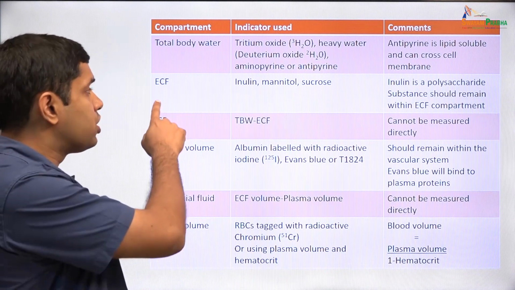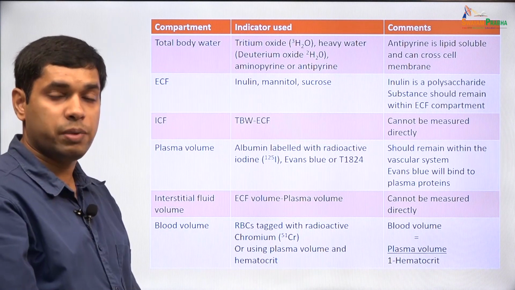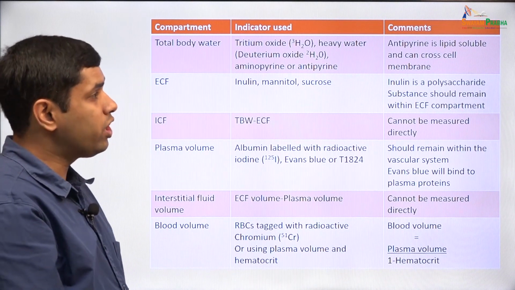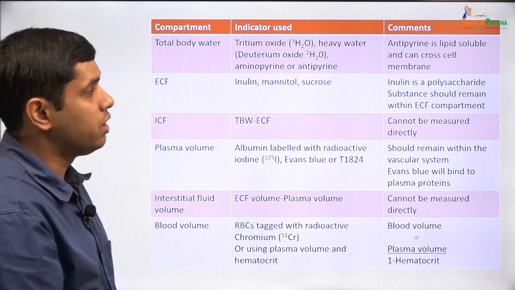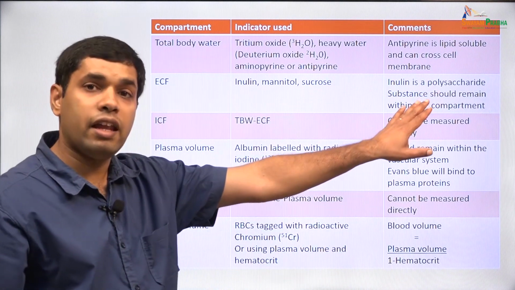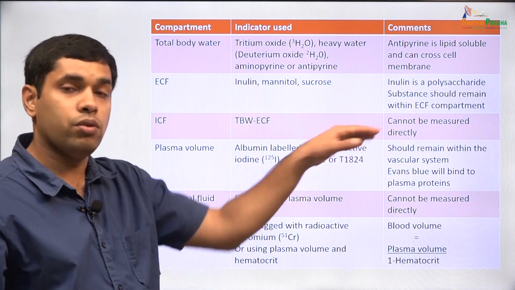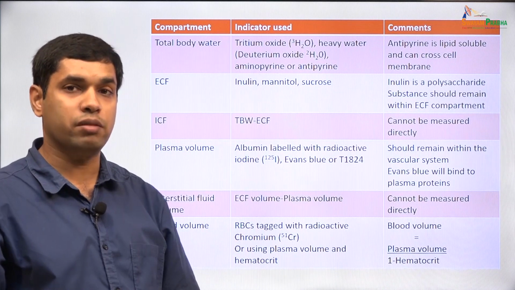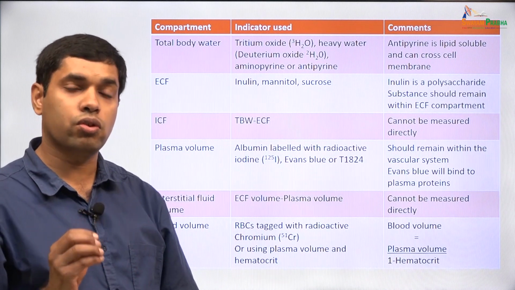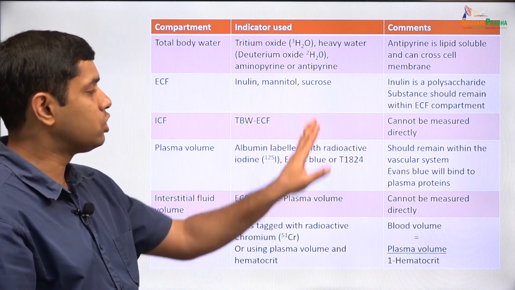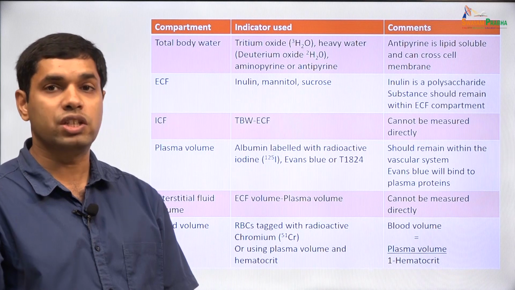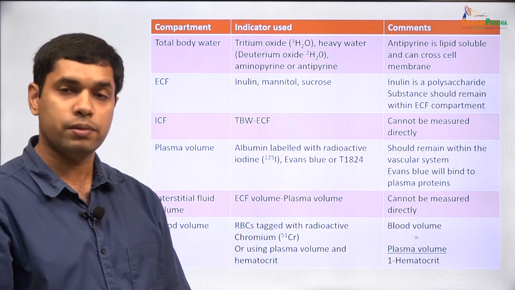If we want to measure only the extracellular space or the extracellular fluid, we can use substances like inulin, mannitol or sucrose. Inulin is a polysaccharide and these substances should remain within the ECF compartment and they should not cross into the cells. So, substances such as inulin, mannitol and sucrose can be used to measure the extracellular fluid compartment.